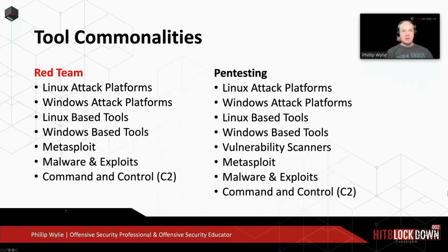So tool commonalities. You see the tools are pretty common here. You have Linux platforms, Windows platforms, Linux-based tools, Windows-based tools to do your attacking with. And you have Metasploit on both of these. Vulnerability scanners under pen testing, because you've got a limited amount of time to get your testing done. You're not trying to avoid being detected. So you use vulnerability scanners. In red team operations, you're avoiding vulnerability scanners because you don't want to be detected. They both use malware and exploits, and they both use command and control, although there is a bigger focus on command and control in your red teaming.